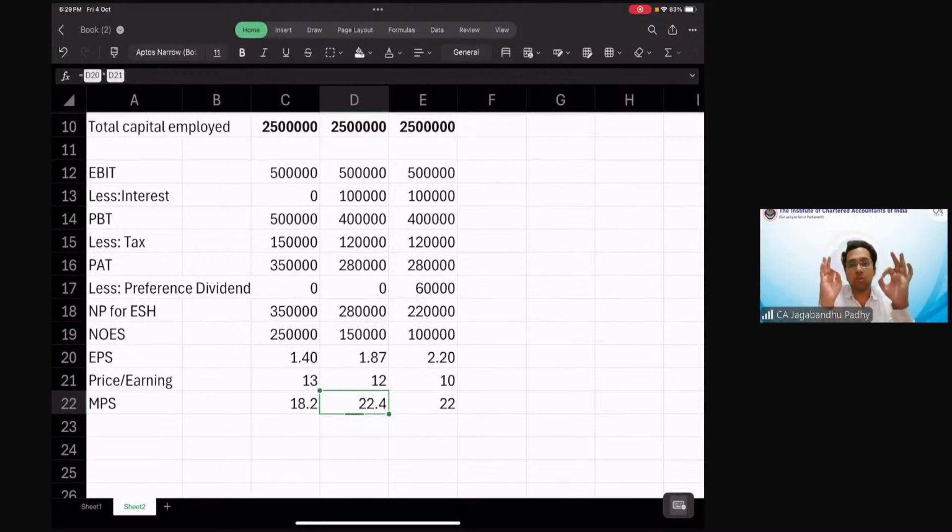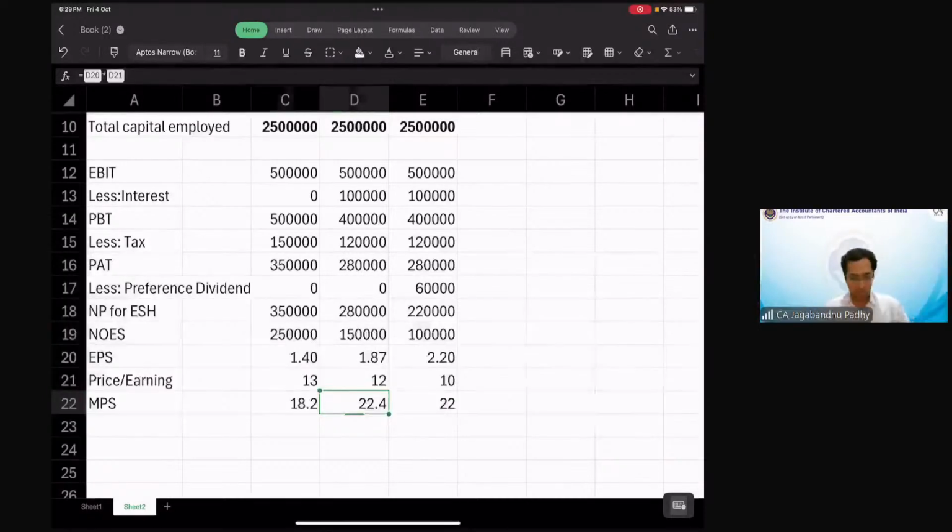So the rule to choose a capital structure is to look for the market price per share. Whichever capital structure is giving you the highest market price per share, that will be chosen by you for investment, or that plan will be chosen by you to raise the money.